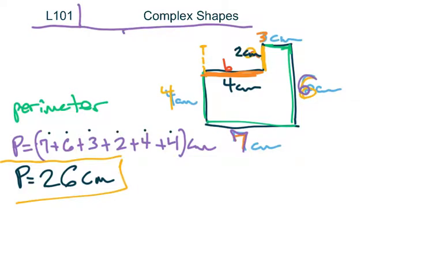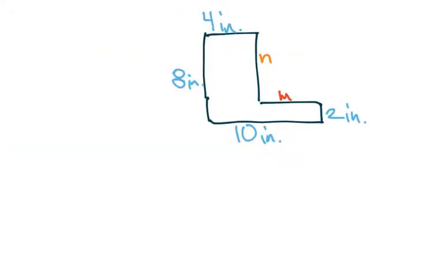Let's try another. Please draw this up. It's kind of like a weird looking L. And go ahead and label. And again, we're going to be asked to do perimeter here. That's our interest. Notice, just like before, they haven't given us the M and the N.